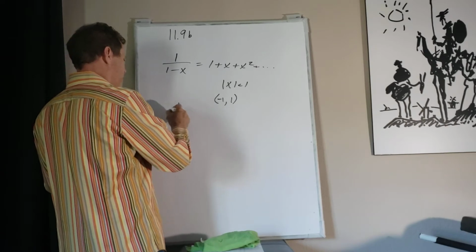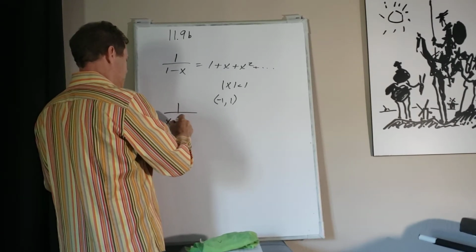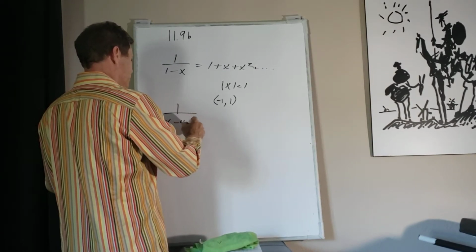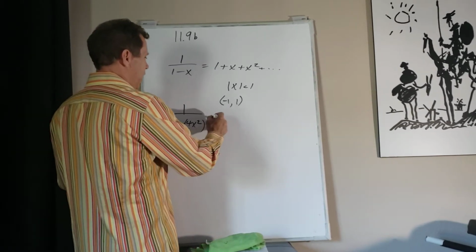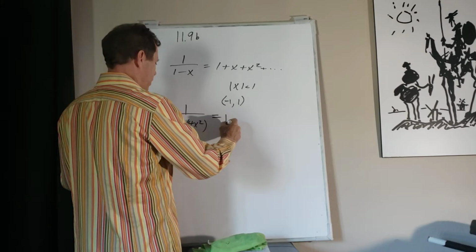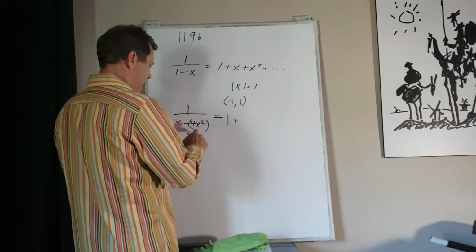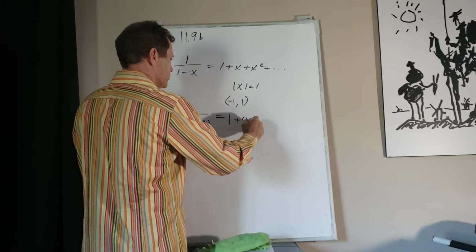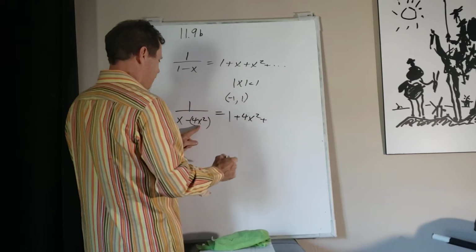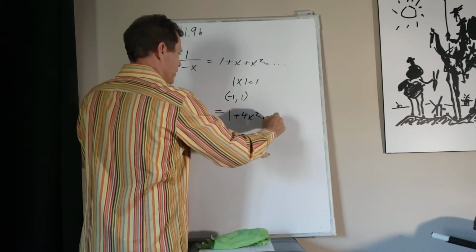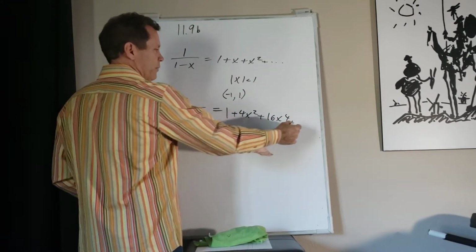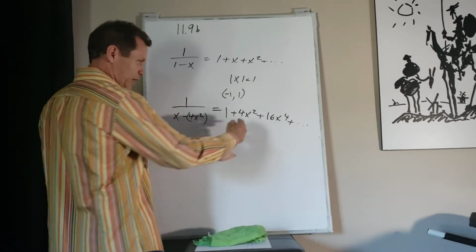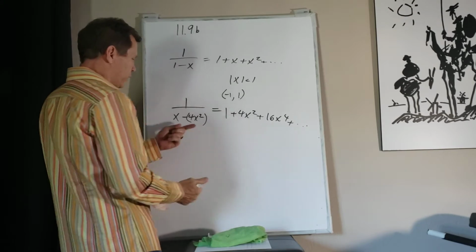Suppose I created one by doing 1 over 1 minus 4x squared. Okay, well, I'm assuming that's equal to 1 plus, instead of x, I've got this guy, so that's going to be 4x squared plus 4x squared squared, so that's going to be 16x to the 4th plus, and then the math is getting beyond me, just keep doing the same thing. What's this radius of convergence?